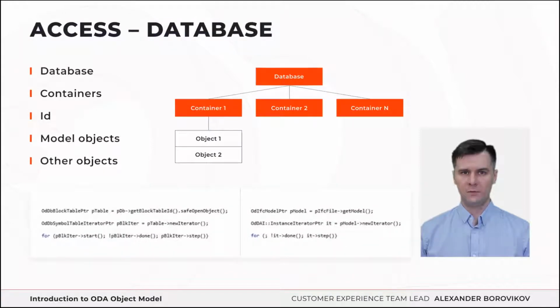After you read the file, you can perform, for instance, a dump of its content. And this will also be quite similar for all formats. As said before, a database is a set of containers. So, to dump the content of the file, you step through all the containers one by one and iterate through the objects in those containers using the iterators. Access to the key containers is granted through special methods like getBlockTableID and others.